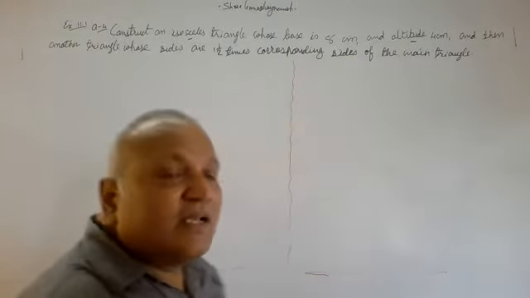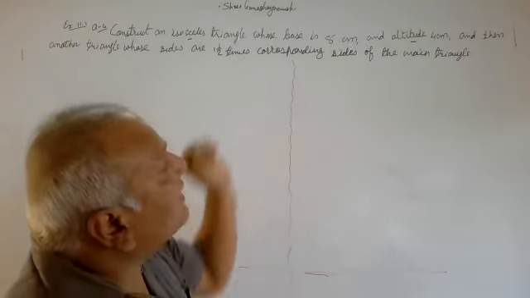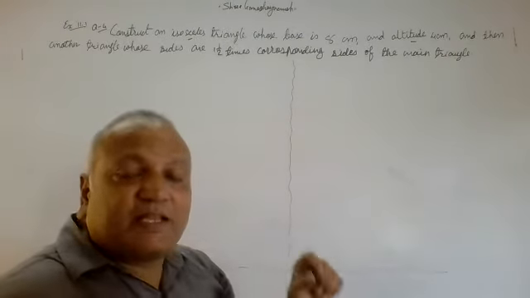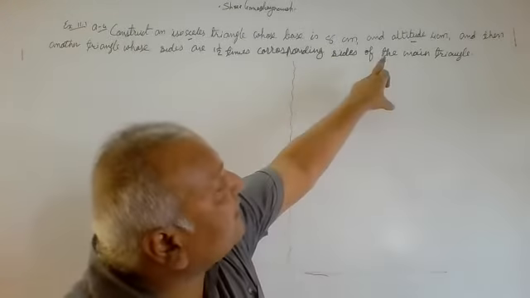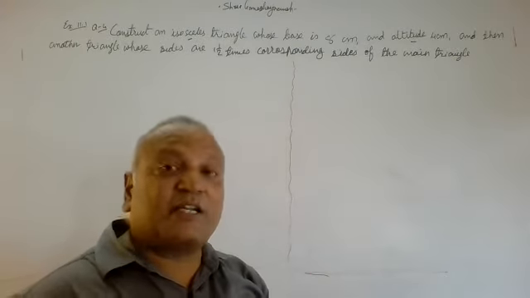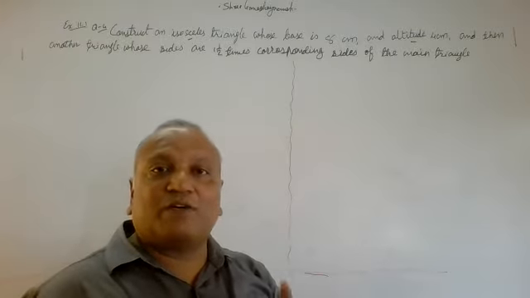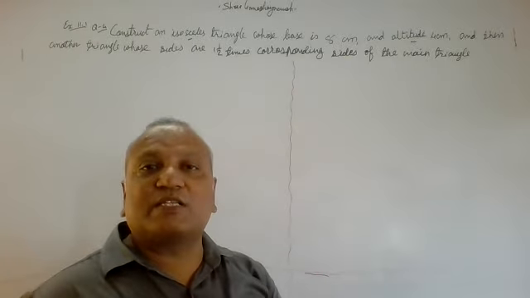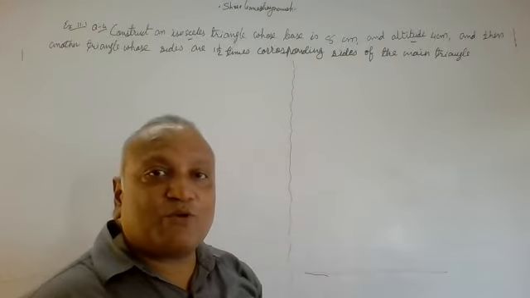So friends, here we have to construct an isosceles triangle with base 8 centimeter. But in this question we are given a new point, and that is altitude. So here first we have to draw the altitude. Altitude means a perpendicular drawn from the vertex to its opposite side. It is called altitude. So we have to construct altitude.